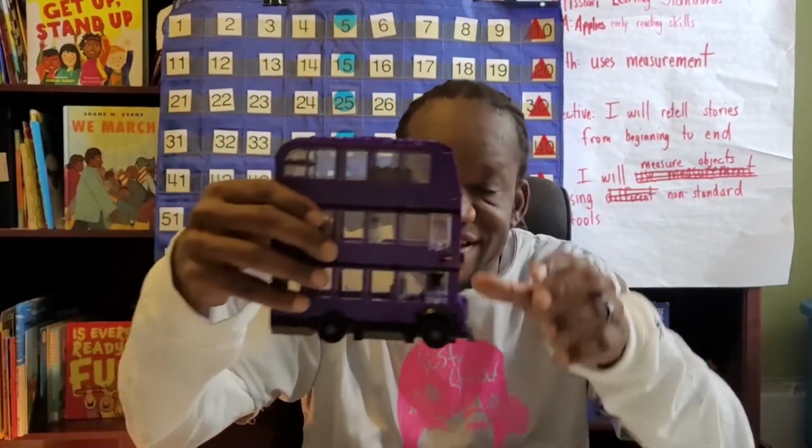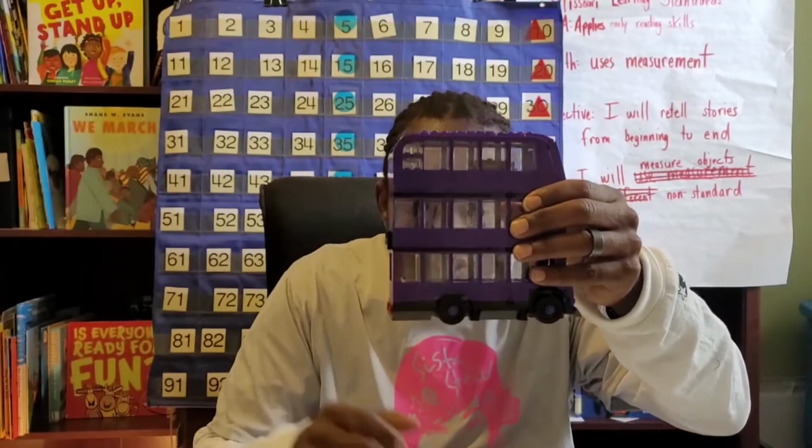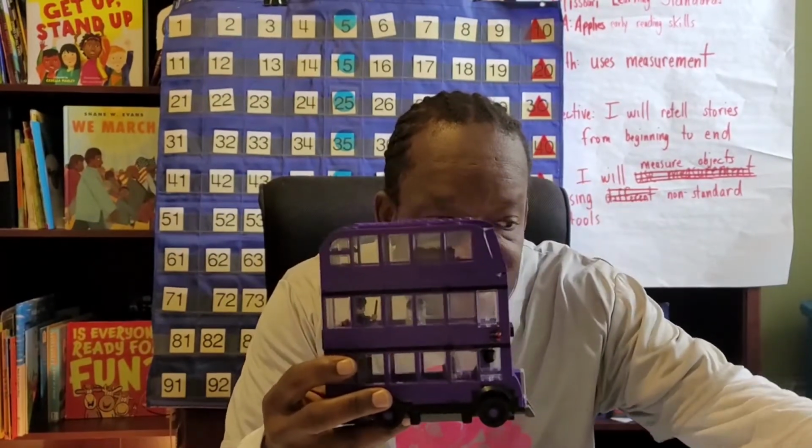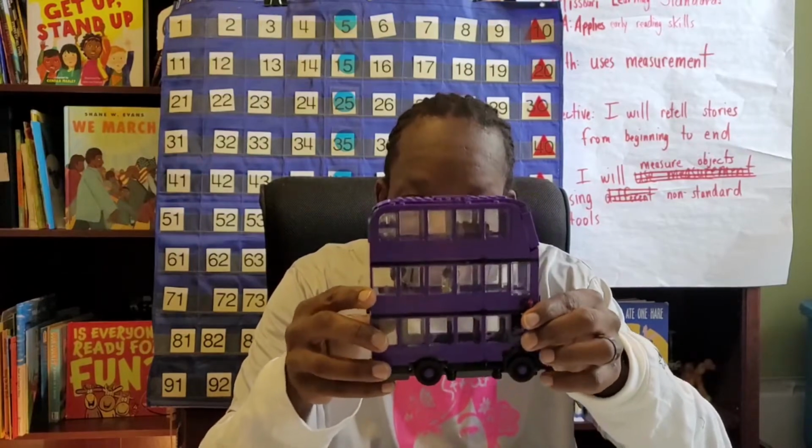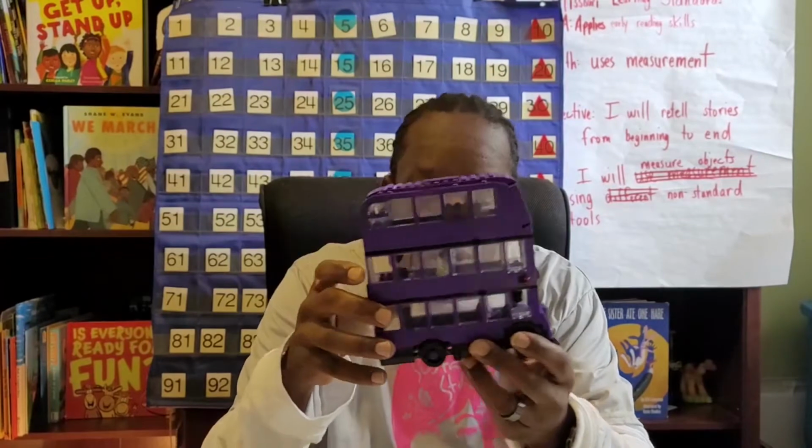All right, boys and girls. Now we're going to do a little measuring. Let's measure this using blocks. This is one of my daughter's Lego things. Some of you may recognize it. I don't know. It's just a Lego. Looks like a triple-decker bus. But let's see how tall it is using blocks.